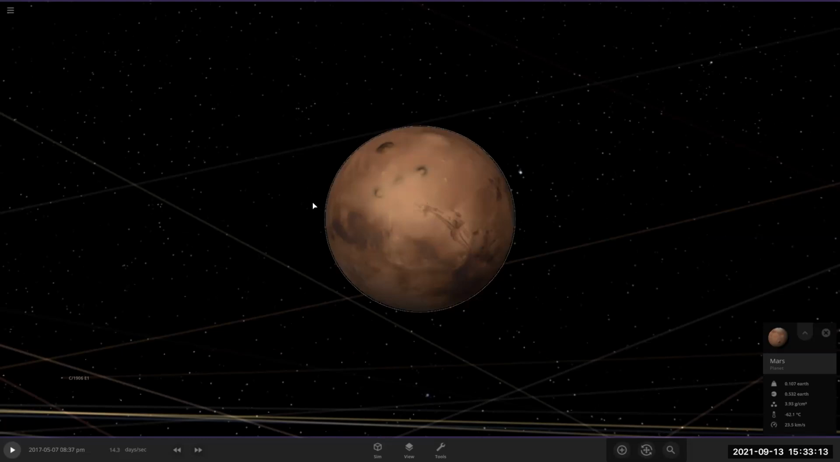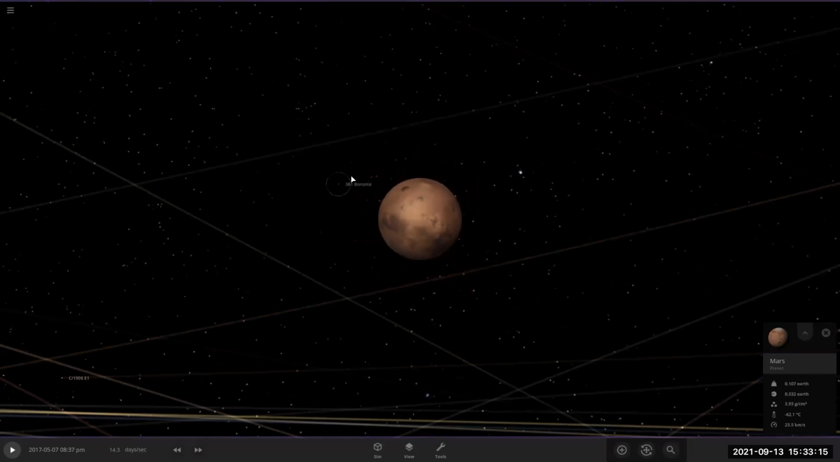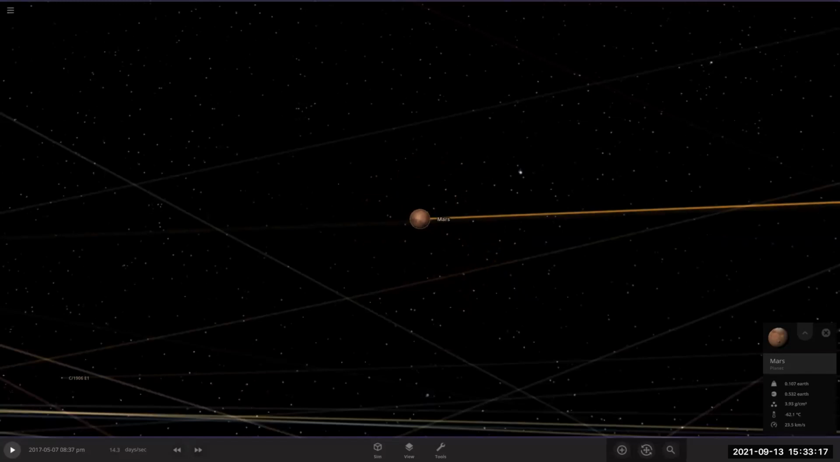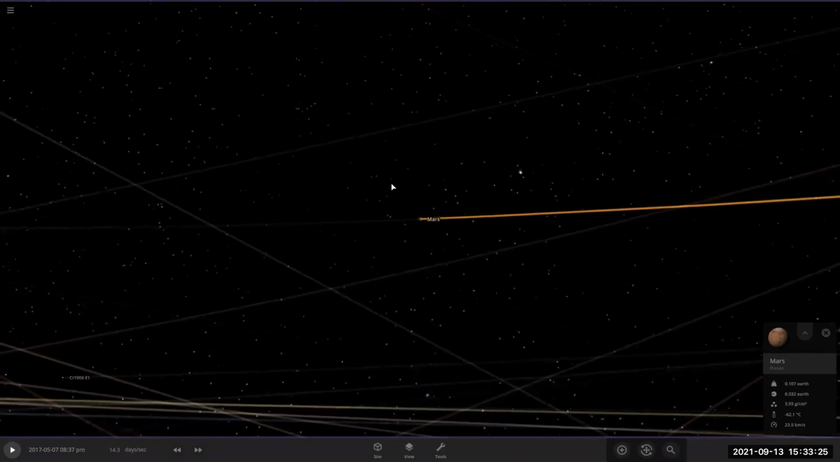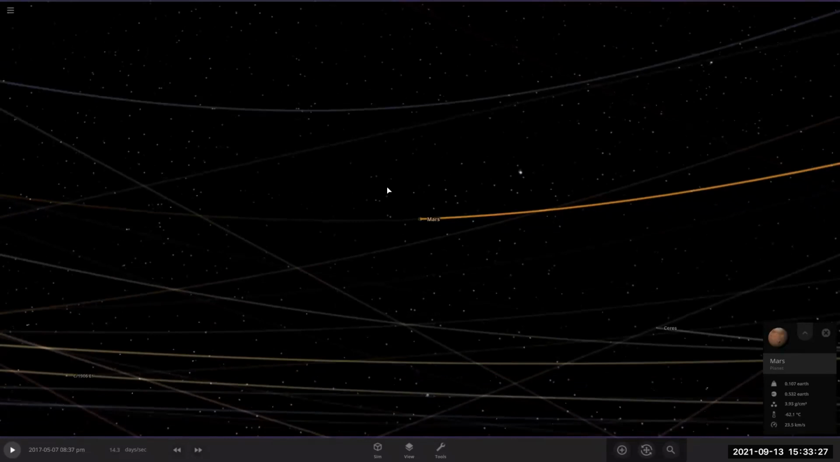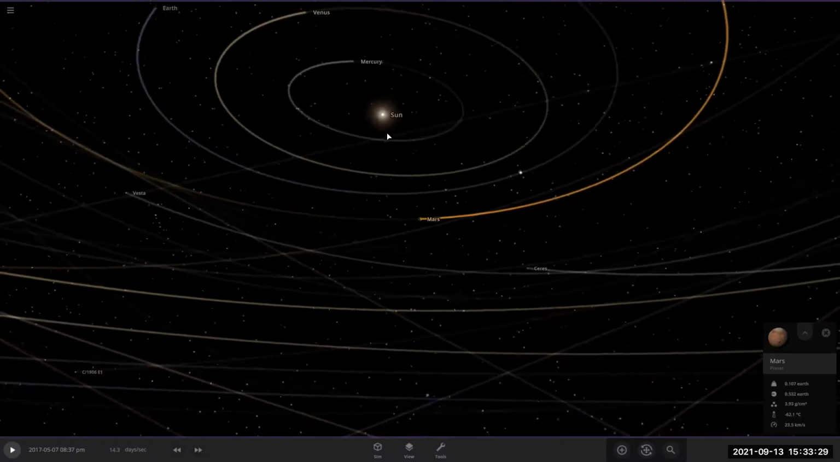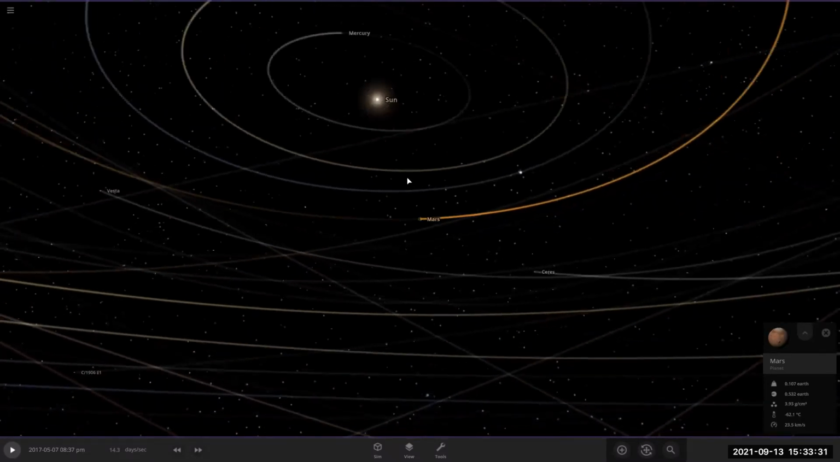So again, this is Mars. This is the fourth object in the solar system from the inner planets, and this is the last object in the inner planets. Let me zoom out and see if I can find where Jupiter is. Before I find Jupiter, I'm going to zoom out to a point. Of course, the sun is in here. Now we're going to see other objects.